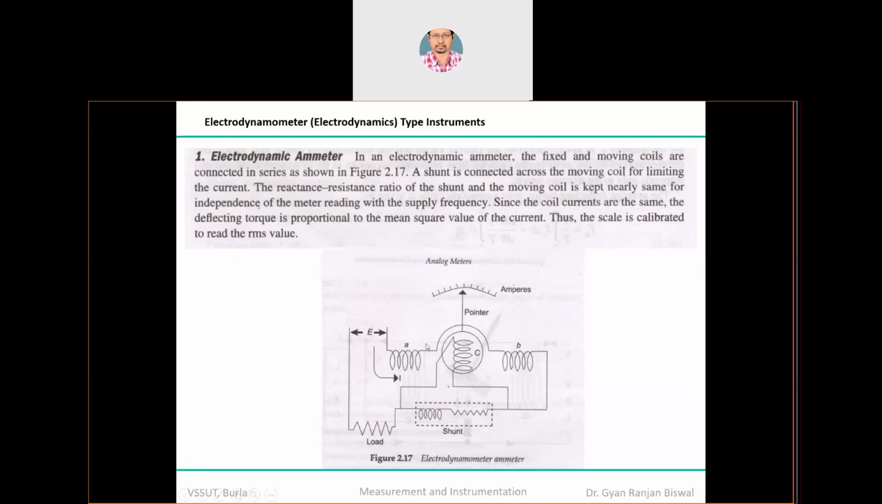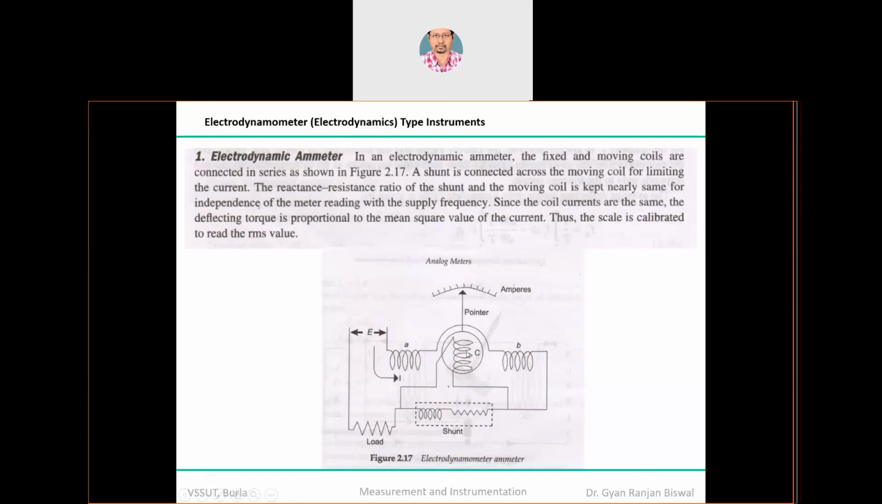Remember, these two fixed coils and this moving coil are connected in series. Now, across this moving coil you have applied a shunt circuit, a combination of reactance and resistance, in parallel to this. Clear? Why did you want to do this?